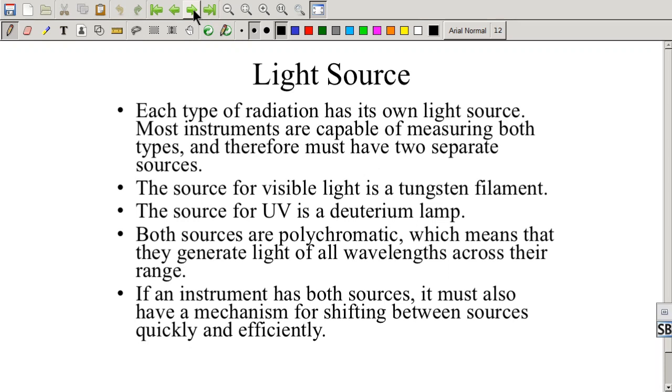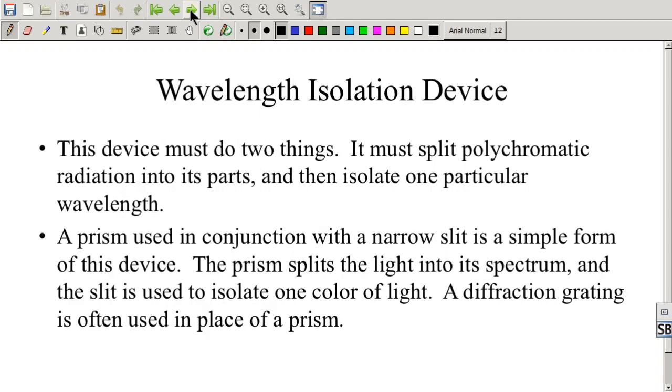Okay, so the light source has to have basically a full spectrum of whatever you're using. So for visible, we use tungsten. For UV, we use a deuterium lamp. And these are kind of expensive, but we've got a few of them around, and they work. The other thing that happens is if we happen to have an instrument that is capable of measuring both, which we do, then we have to have both types of sources in there, and the instrument has to have a way of switching back and forth between the 2 sources at a certain point in the spectrum.